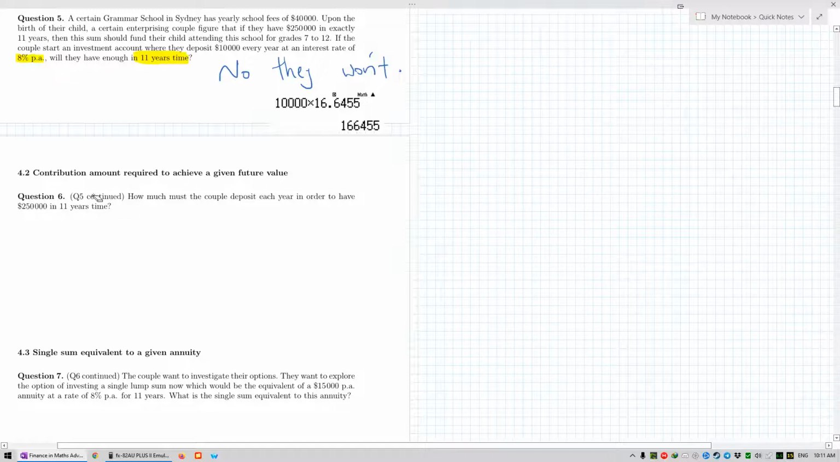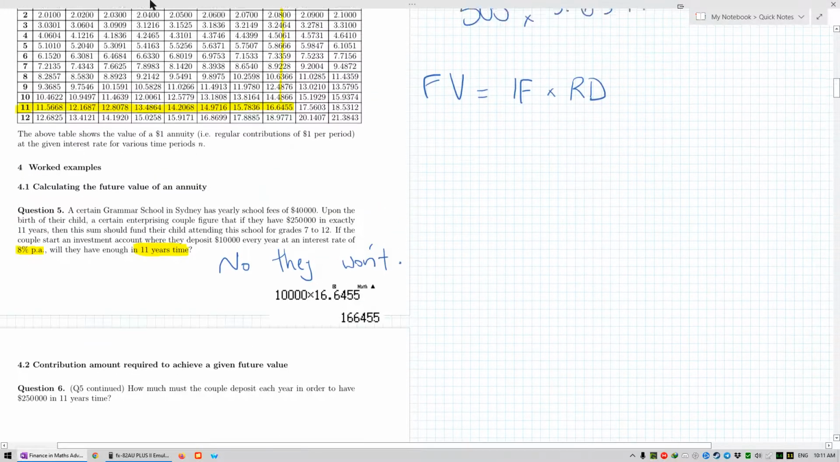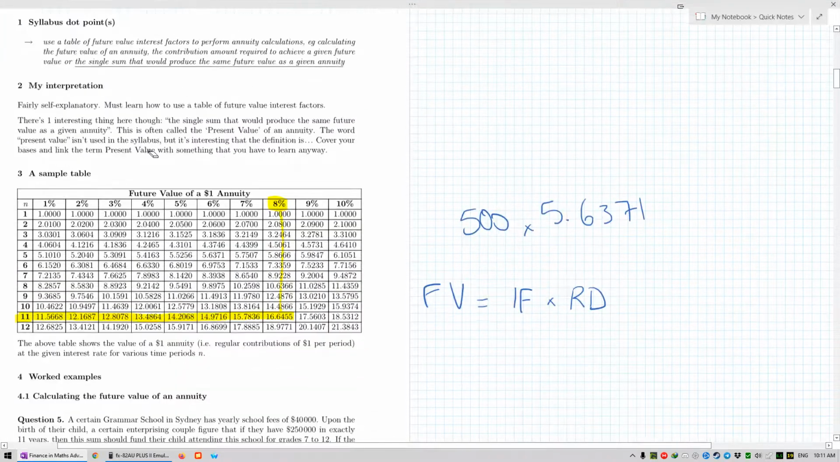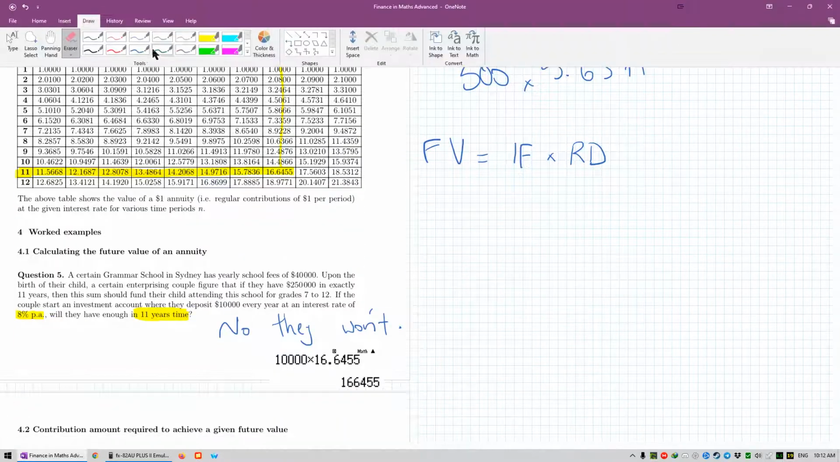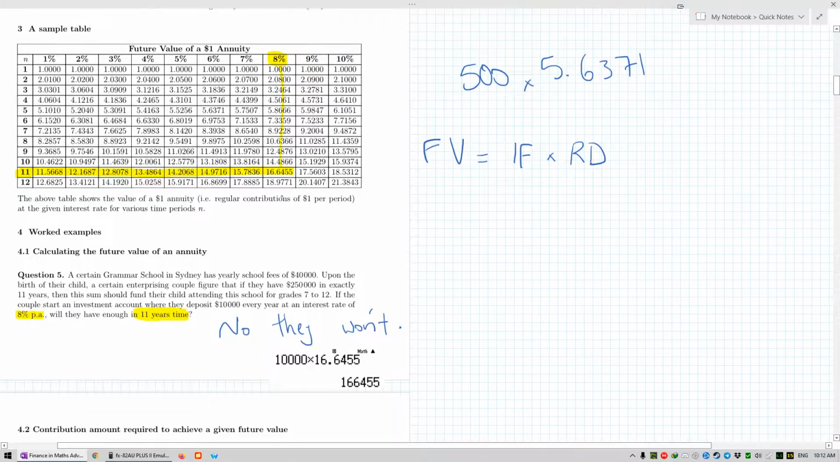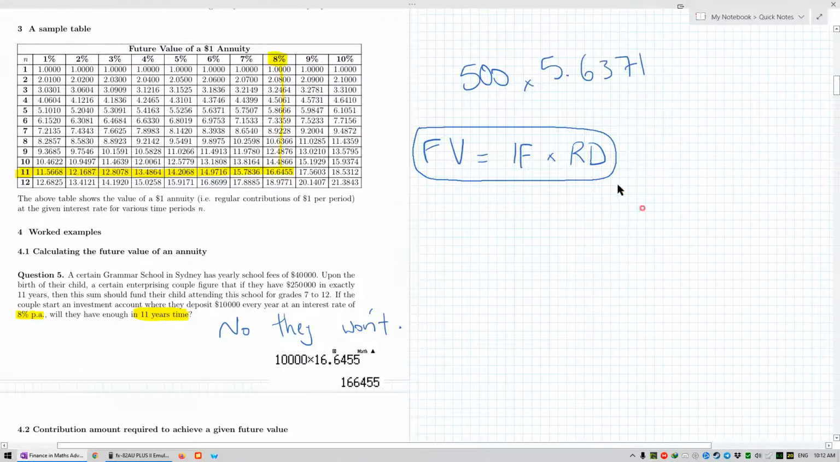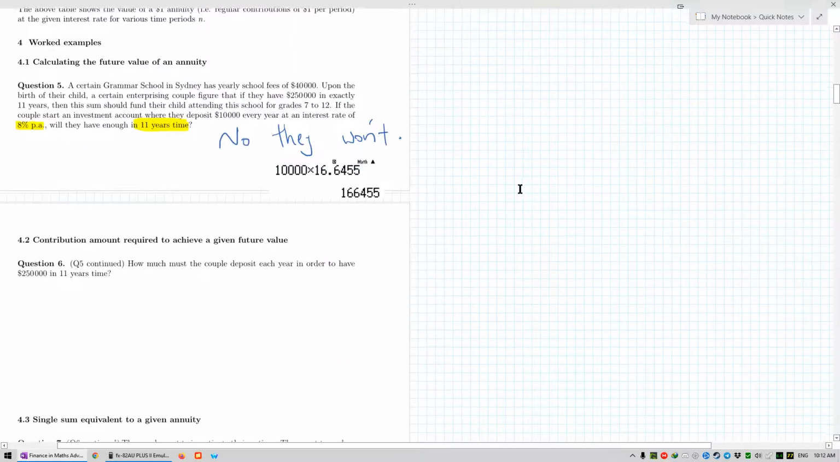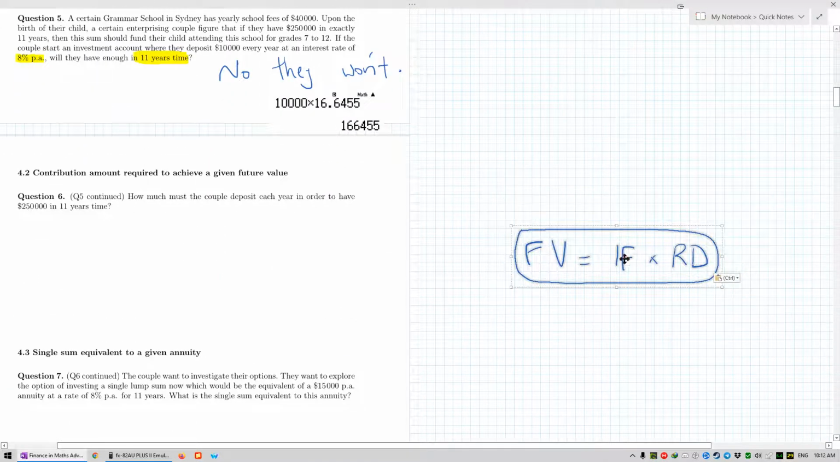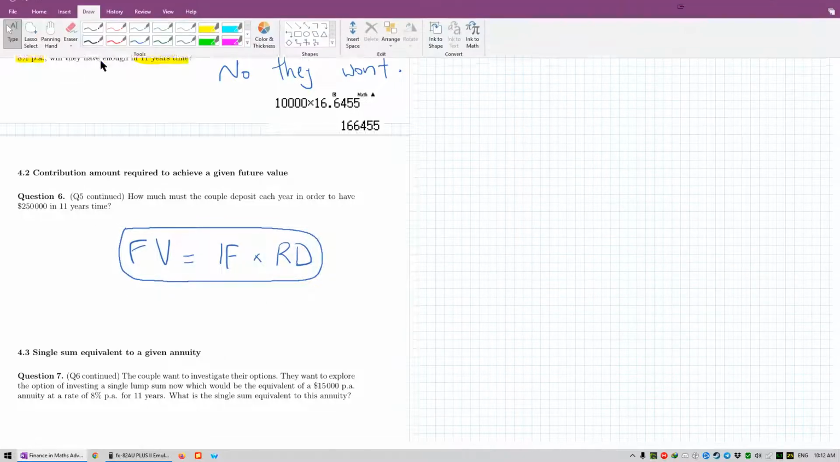Question 6. It's just a continuation of the previous question. How much must the couple deposit each year in order to have $250,000 in 11 years' time? So we look over here, and basically a different value is missing. Instead of the future value, now we need to find the regular deposits, but our future value is given, right? I'll copy this down and just leave it over there, and we will do our work.